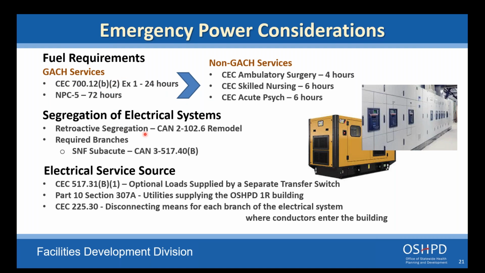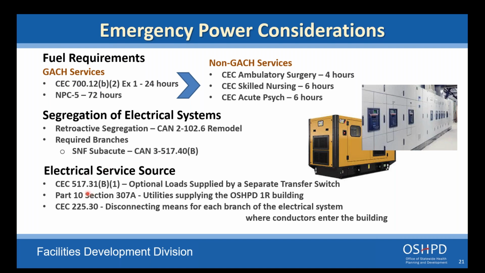We also want to remind you to look at the remodel CAN when you're doing remodel projects. This is CAN 2-102.6, and it can be found on the OSHPD website. And when you're doing subacute conversions at a skilled nursing facility, please see CAN 3-517.40B for the requirements. What you'll find in this CAN is that your 2-branch system that you'd use at a skilled nursing facility will have to be changed to a 3-branch hospital grade system.